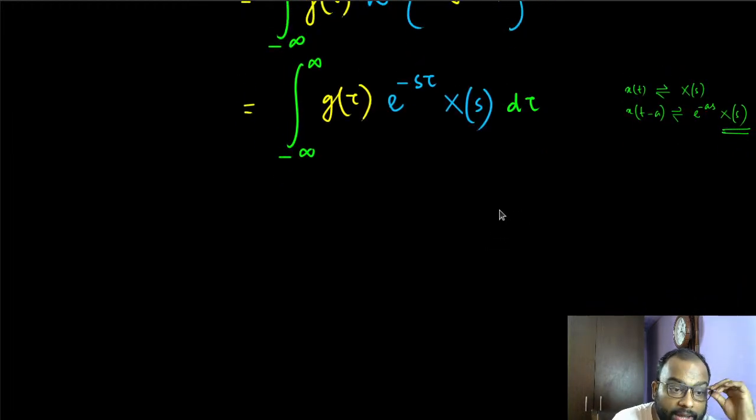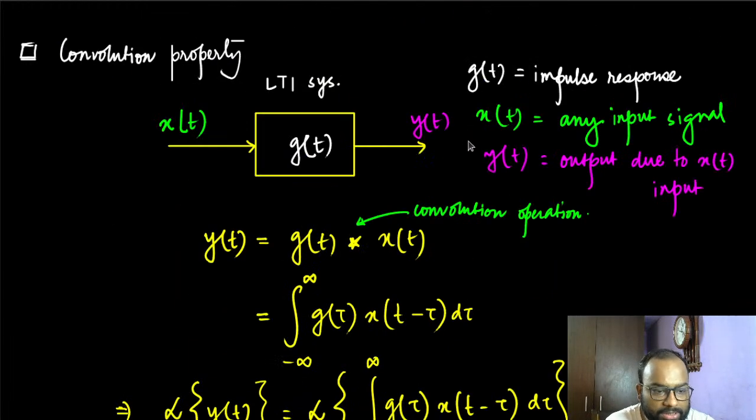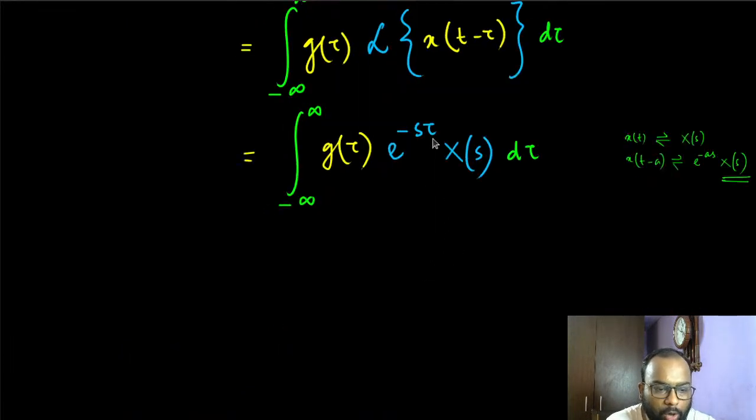Now of course we are integrating with respect to tau, so this X(s) has got nothing to do with that tau thing. So that can actually go outside this whole integration.